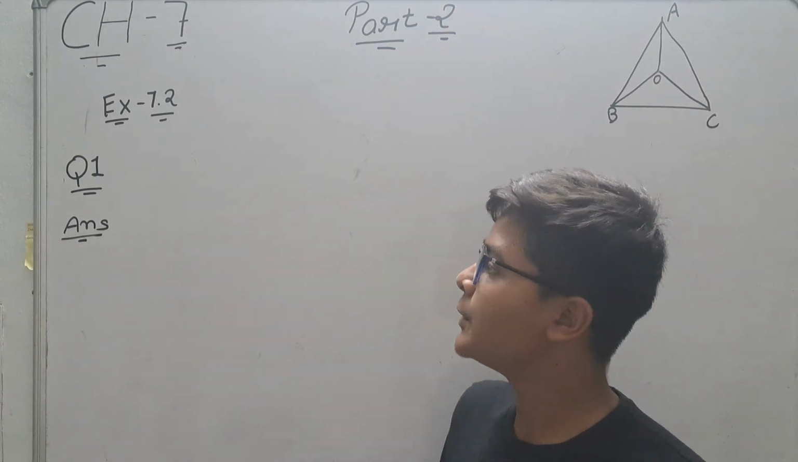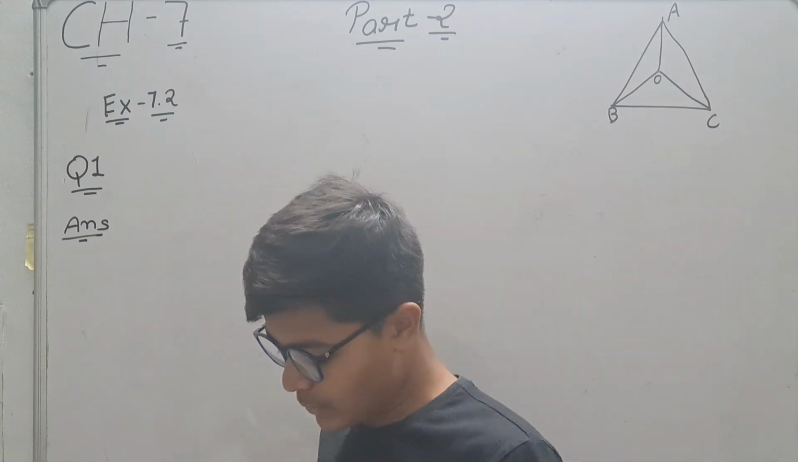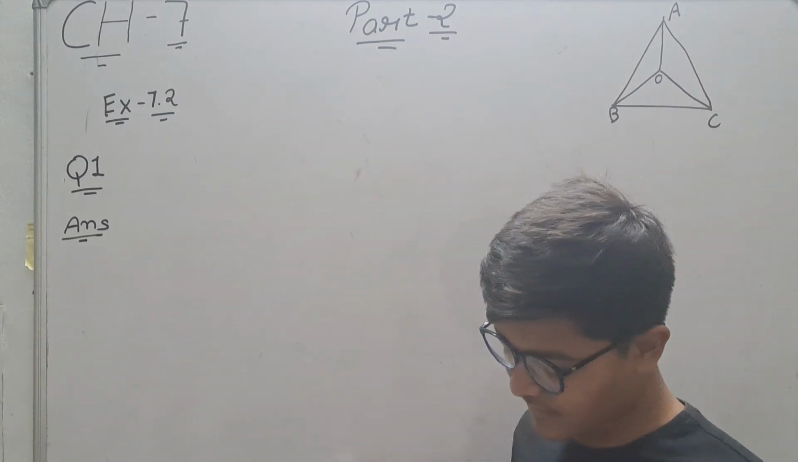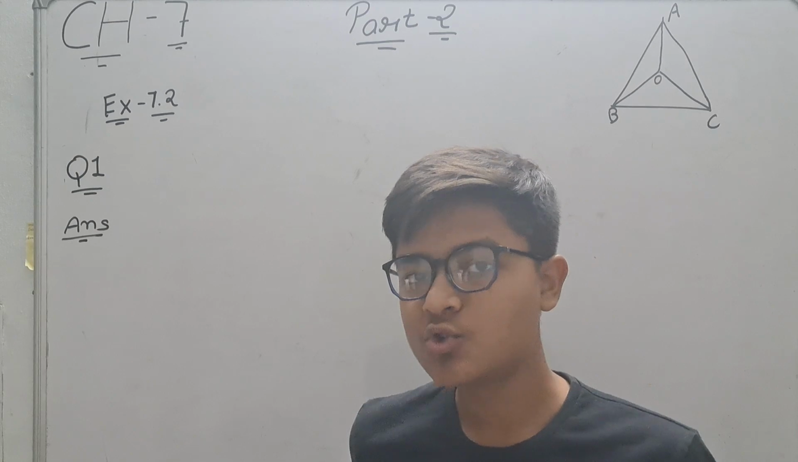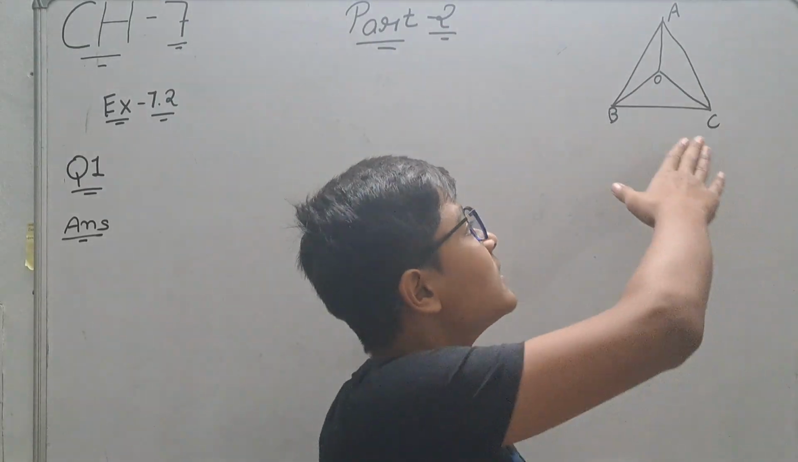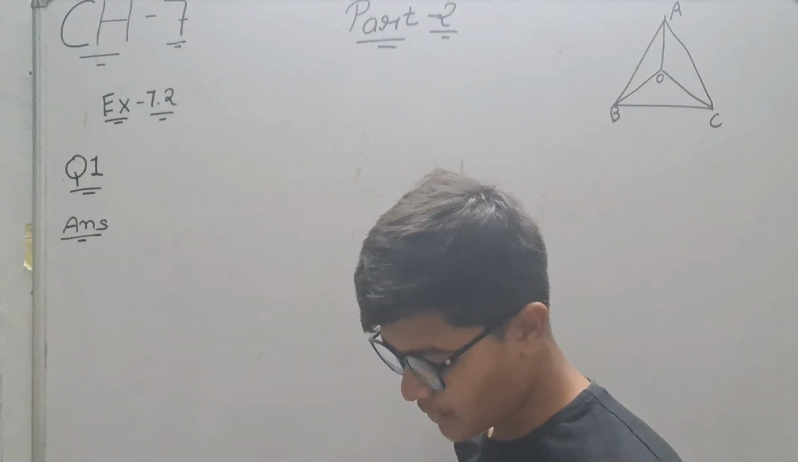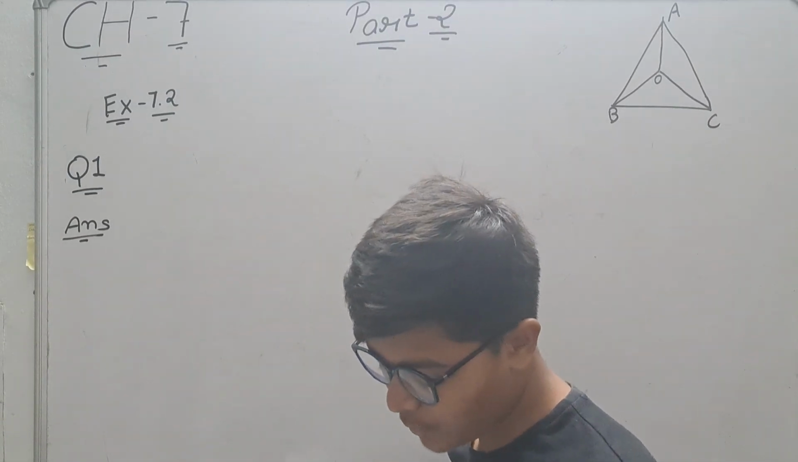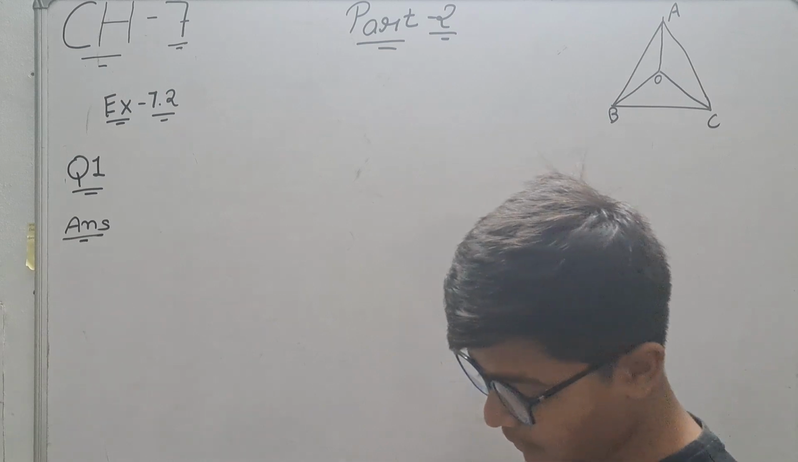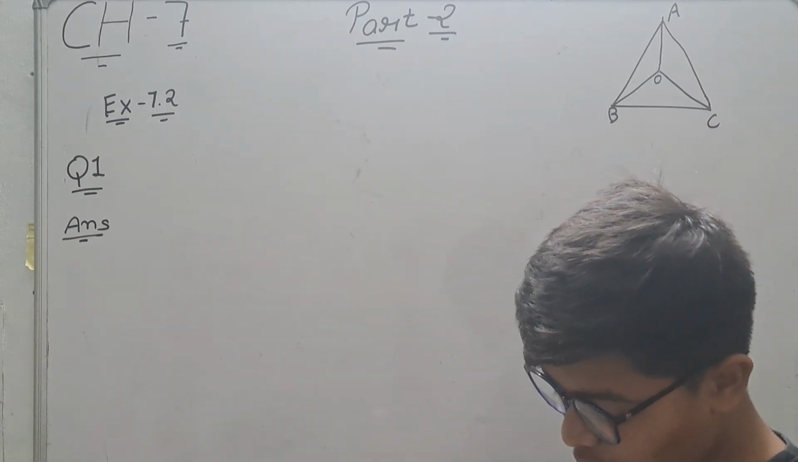Now let's see 7.2. In 7.2 the figure is not given, so we have to make the figure according to the question. You can see at the corner I have already drawn the figure, so you can draw it from there. We have to prove OB is equal to OC.